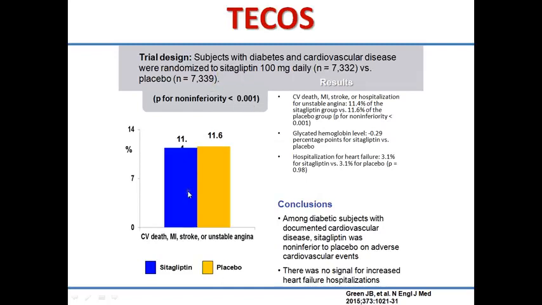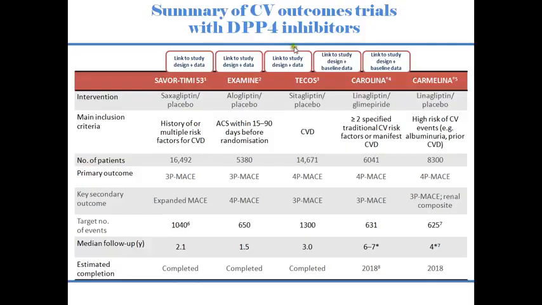This is one of the drugs of this group, and it has been shown to be non-inferior and to have very good outcomes in patients with cardiovascular disease. There was no signal for increased heart failure or hospitalization in patients who were taking sitagliptin, which is one of the DPP-4s. So cardiovascular outcomes, very important.